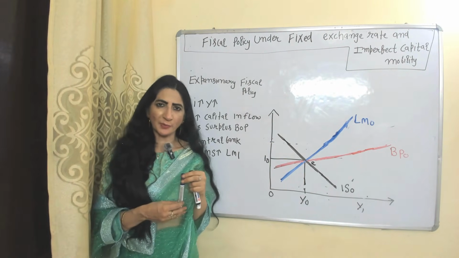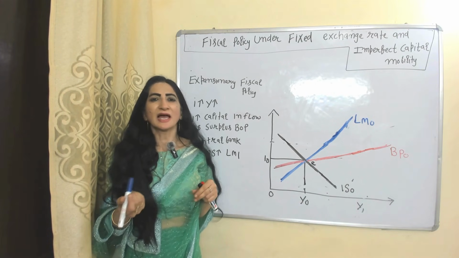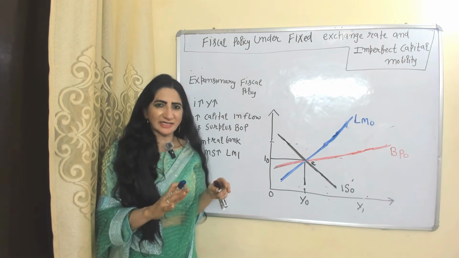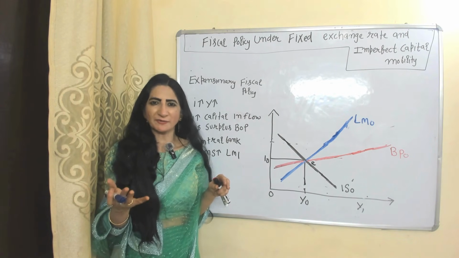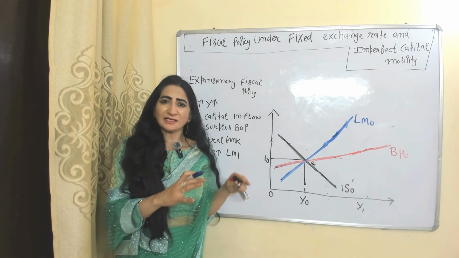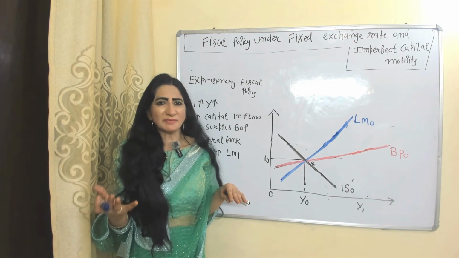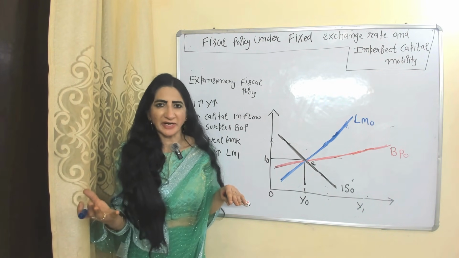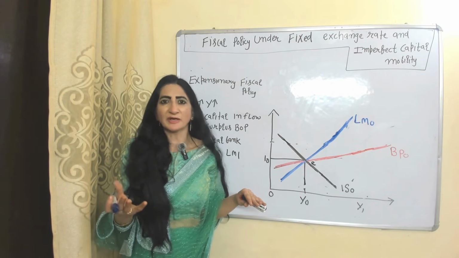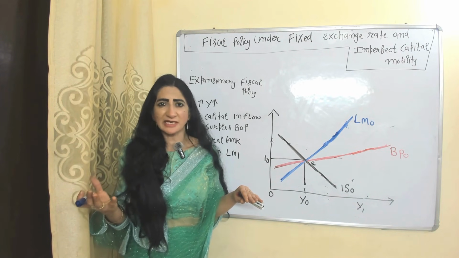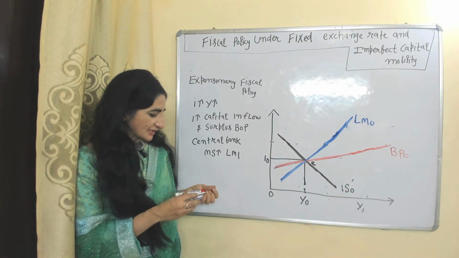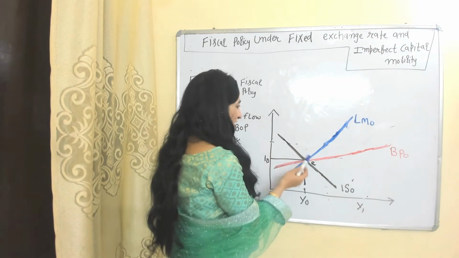Next case, fiscal policy under fixed exchange rate and imperfect capital mobility. Under flexible exchange rate, fiscal policy was not very effective because currency appreciated. As a result, net export fell, eventually making fiscal policy not very effective. But under fixed exchange rate, fiscal policy is effective because due to the fixed exchange rate, currency will not appreciate. But how? Here you can see the initial equilibrium point is E.